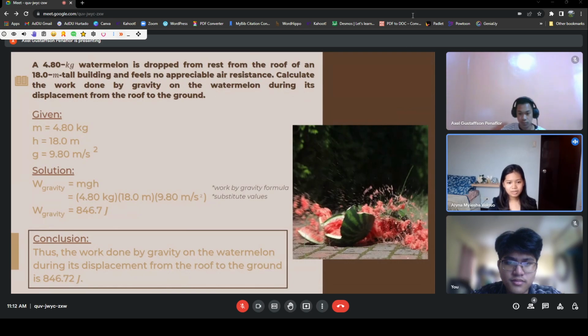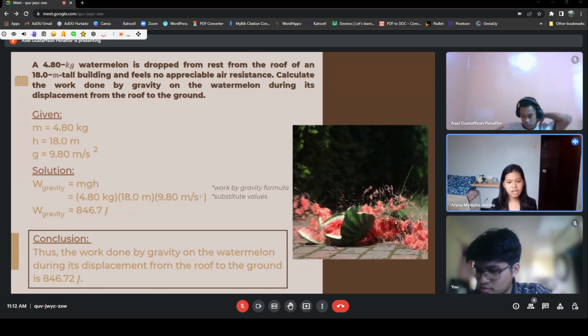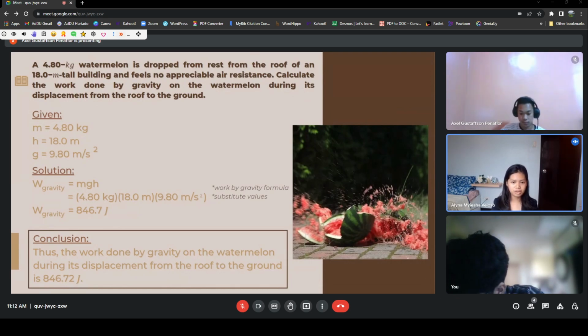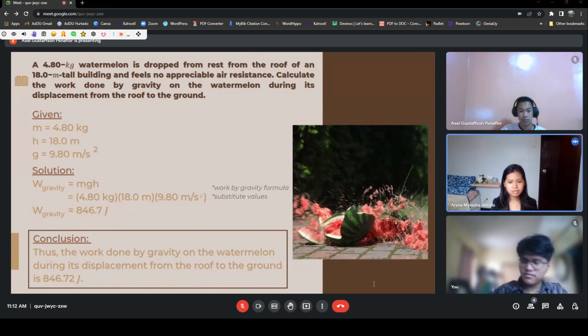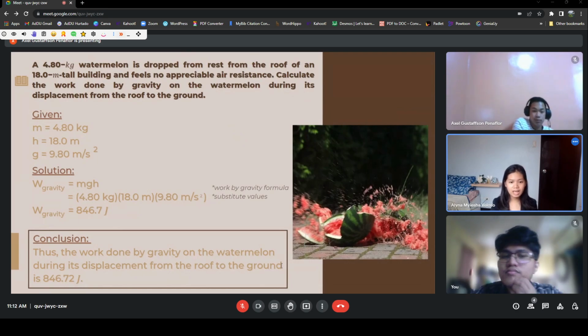The mass of the watermelon, which is 4.80 kilograms, the height of the building, which is 18 meters, and the constant gravity, which is 9.80 meters per second squared. Using the work formula, we can determine the amount of effort that gravity did to move the watermelon from the roof to the ground. The formula of work is equal to mass times gravity times height. By substituting the given values, the equation will be work sub gravity equals 4.8 kilograms times 9.8 meters per second squared times 18 meters.